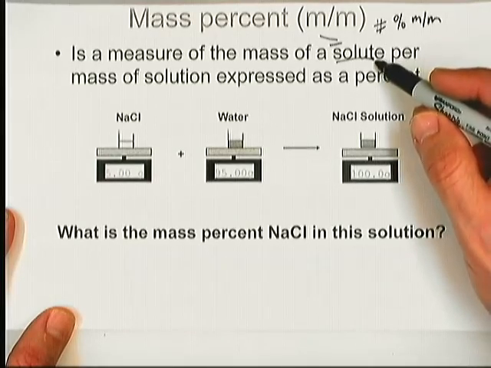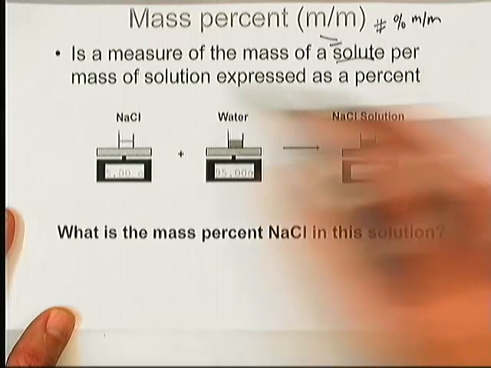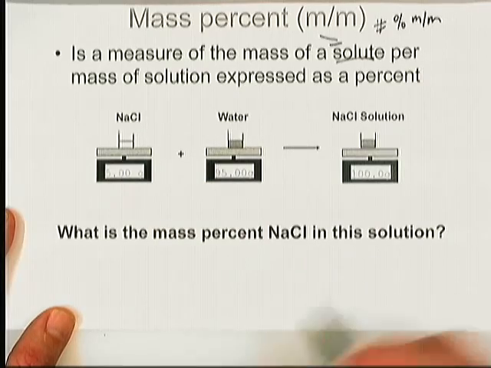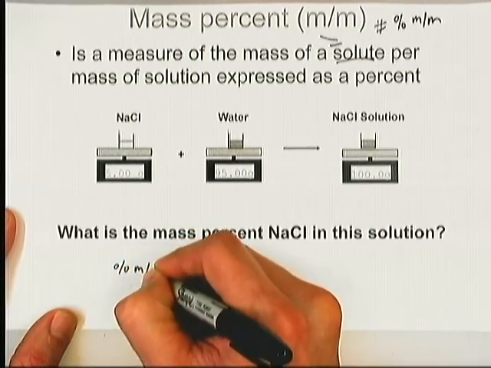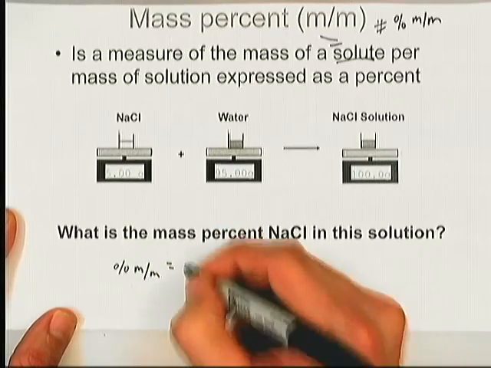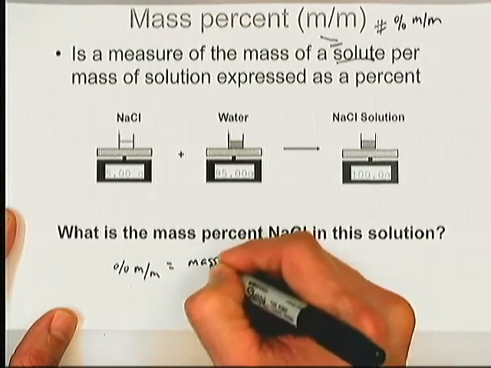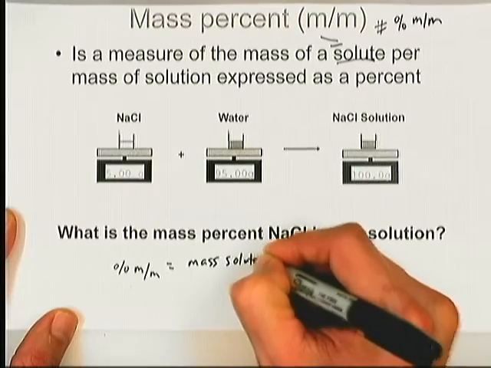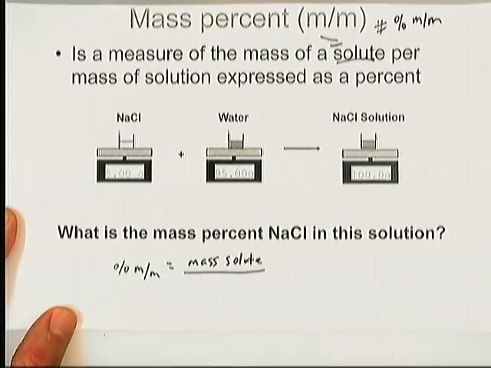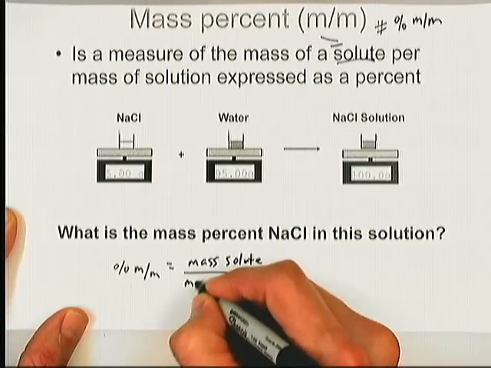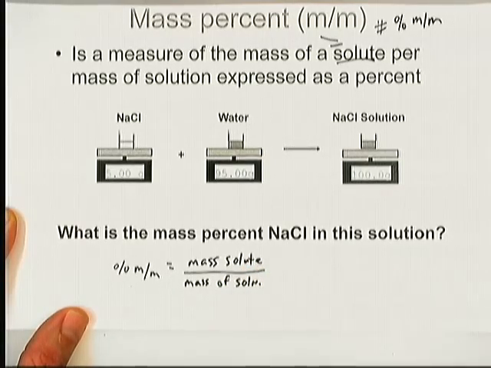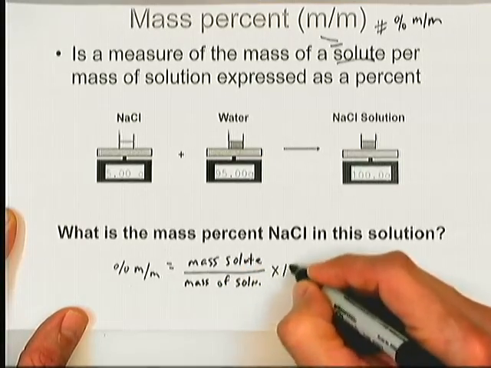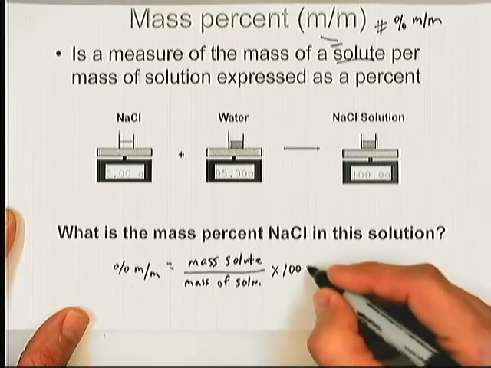It's a measure of the mass of a solute. It's the minor component. Oftentimes it's a solid. It doesn't have to be just a minor component of a mixture, per the mass of a solution, expressed as a percent. So if I'm going to write that out, which I like to do sometimes in a mathematical statement, I would have the mass of the solute divided by total mass of solution, and then I got to express it as a percent, which means I need to multiply it by 100.